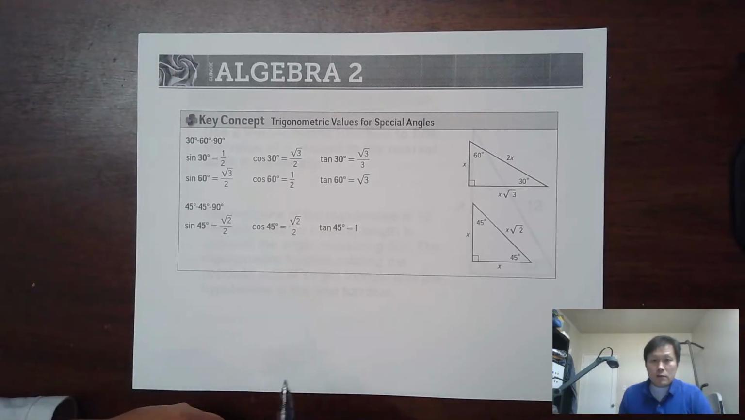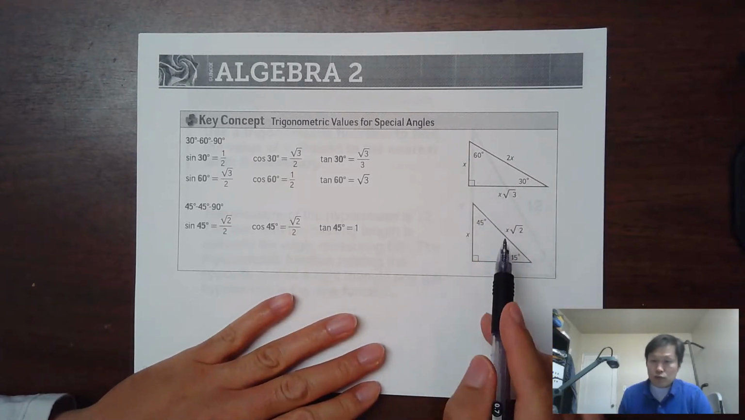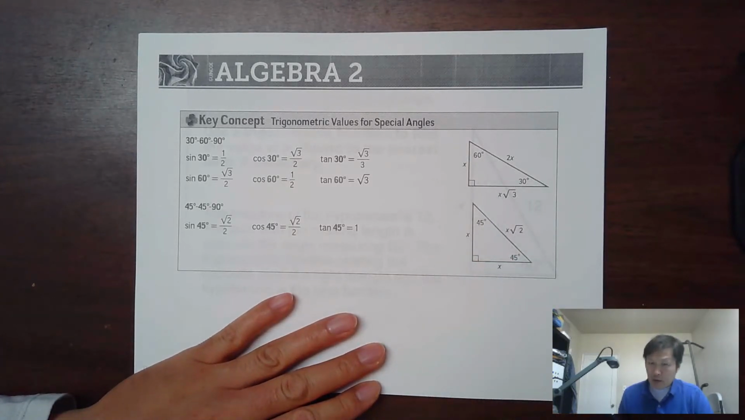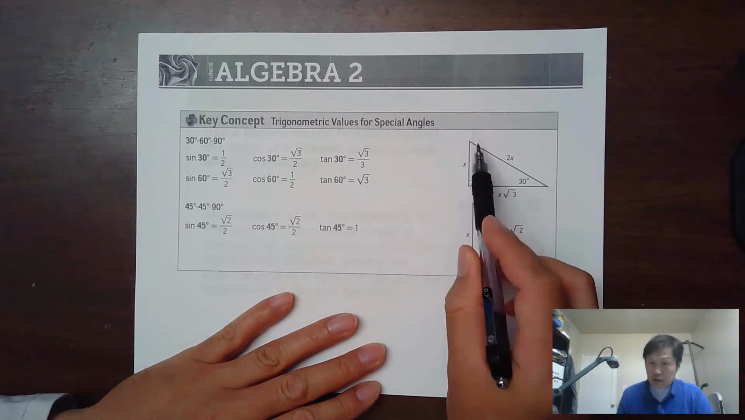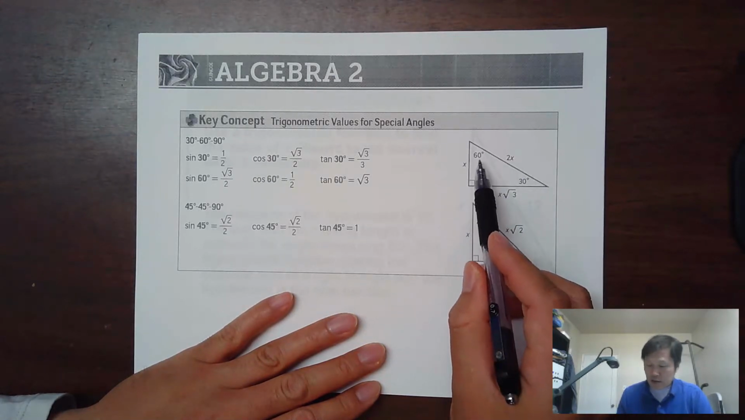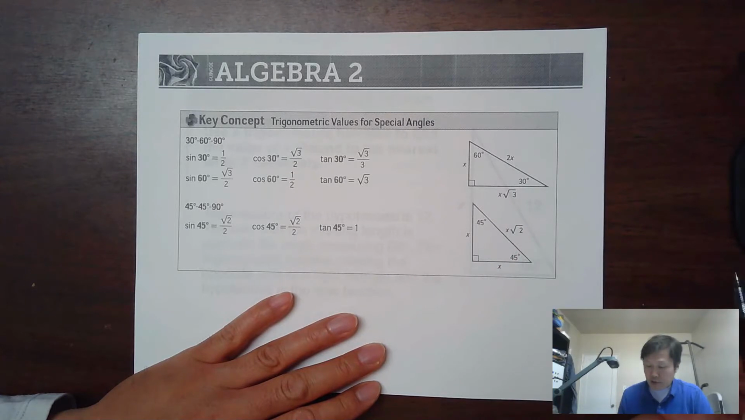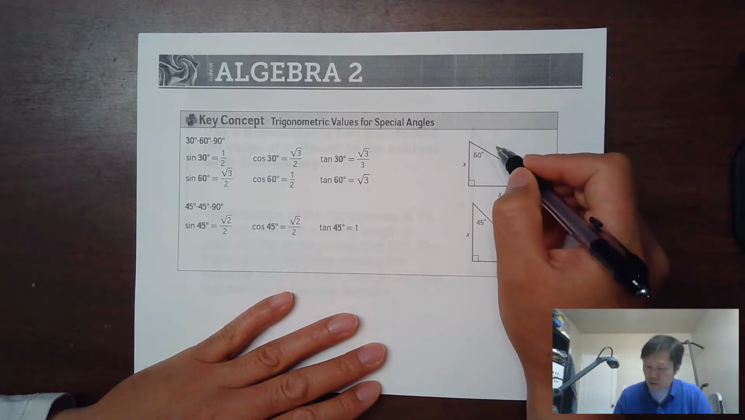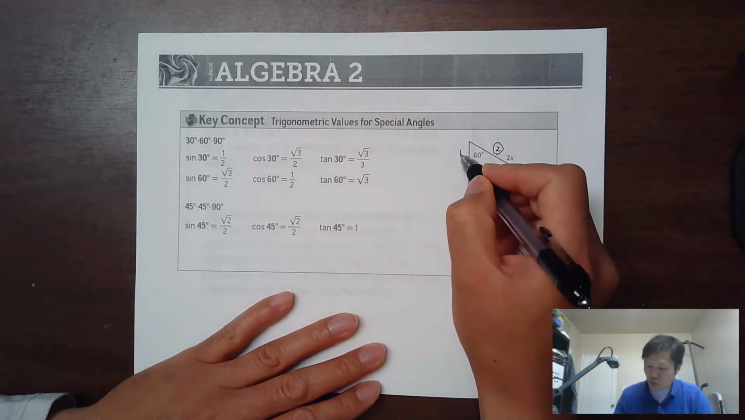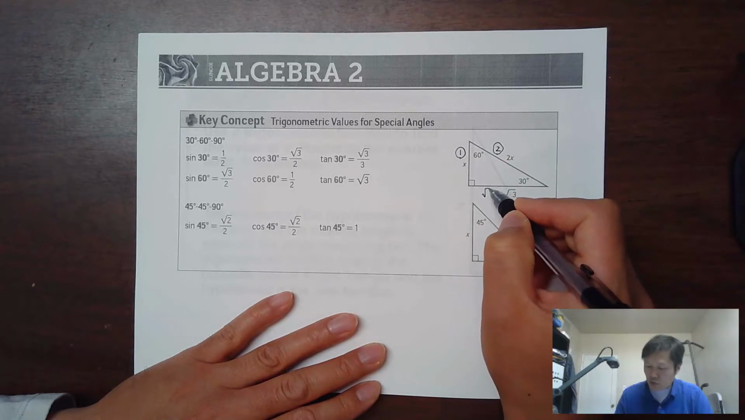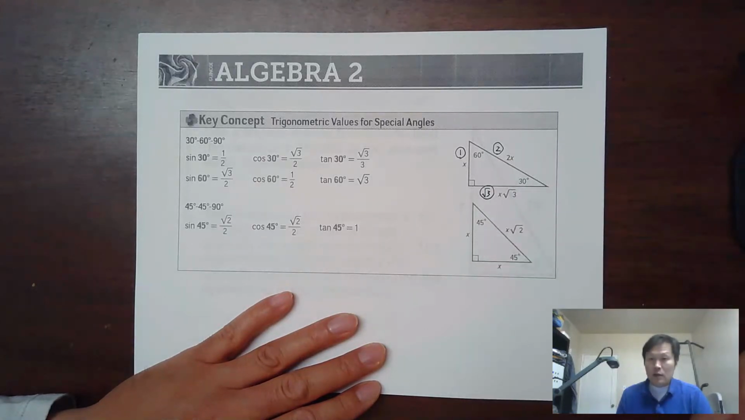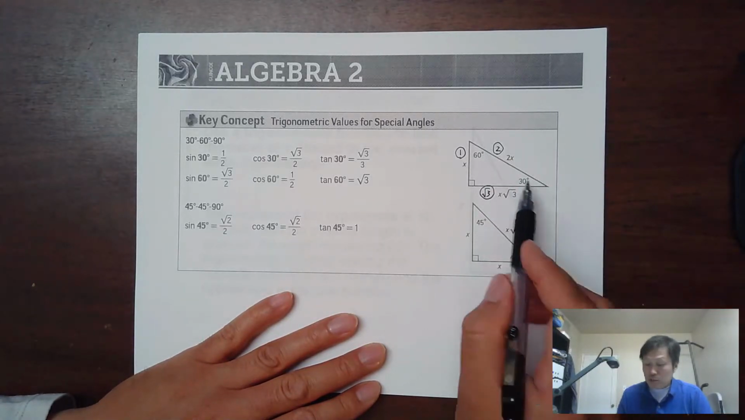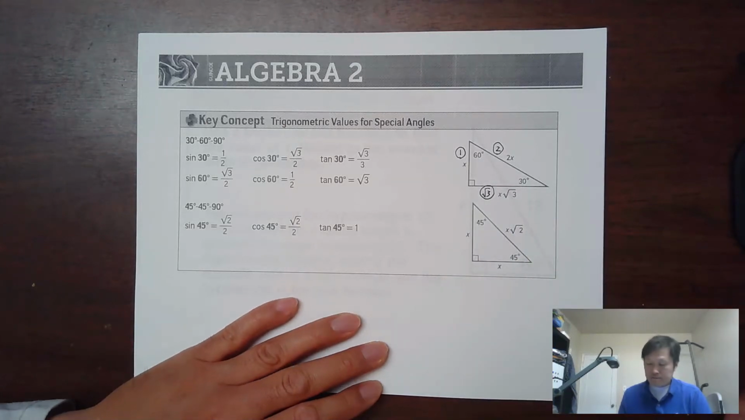It's very important for you to memorize these two right triangles. The top one is the 90 degree, 60 degree, 30 degree right triangle. The ratio of the lengths will be 2 to 1 to square root 3. So you need to memorize this right triangle.